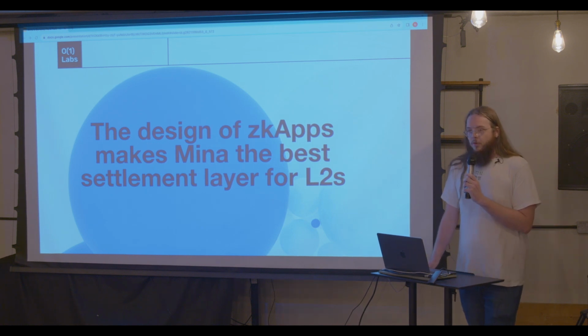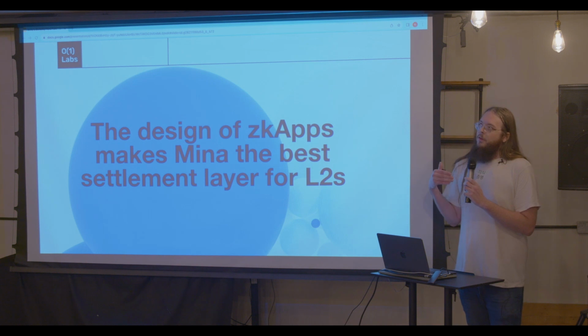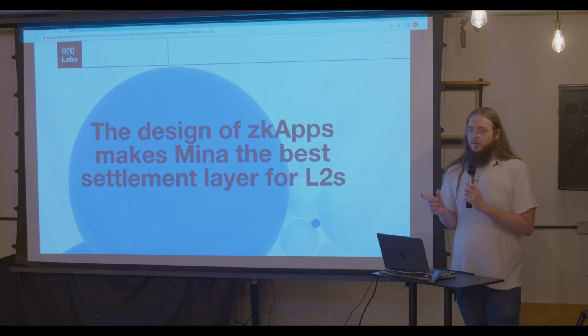One of the things that's really cool about this design is that it makes Mina one of the best settlement layers for L2s. The reason for this is that since execution is happening entirely off-chain and is later posted to the chain, zkApp transactions can represent state transitions of arbitrary size. Normally if you're working with a transaction on Ethereum, you're only representing these small step state transitions. But because these are all proofs and they can be recursively composed, you can have a whole bunch of small step state transitions that get composed up into a big step state transition and post that to the chain whenever you want, at your leisure.